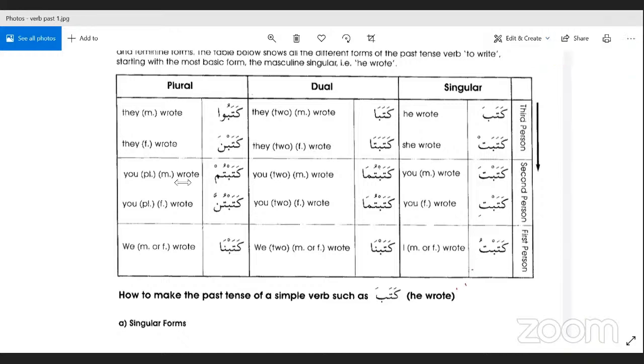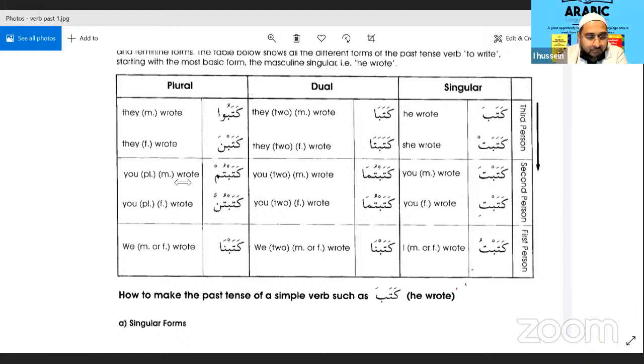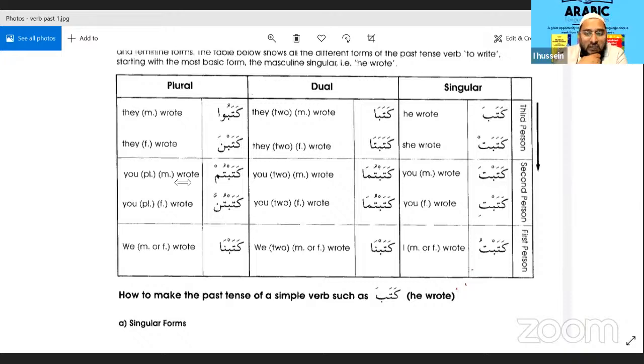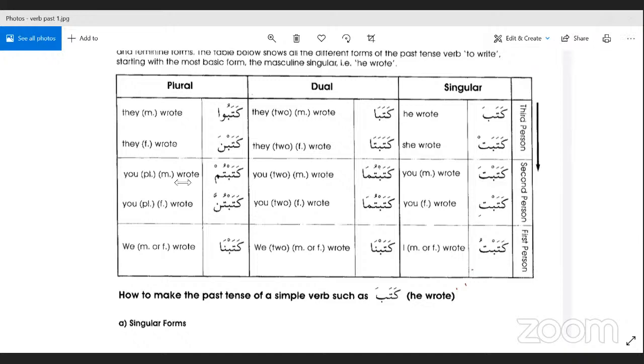Bismillah. Assalamu alaikum, Sheikh. Alaikum assalam. Which one? Kataba? No, I want you to do Dhahaba. Dhahaba means he went. Zahaba, zahabu, zahabat, zahabata, zahabna.